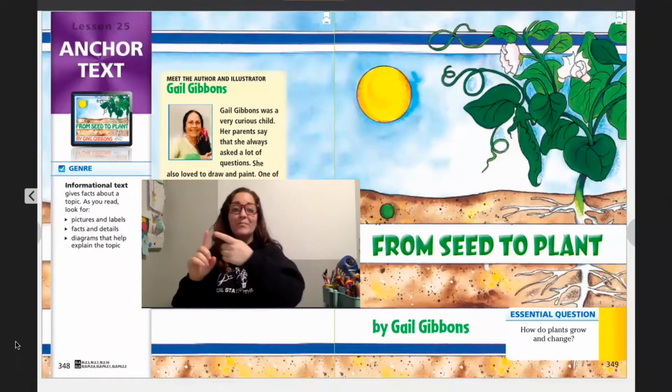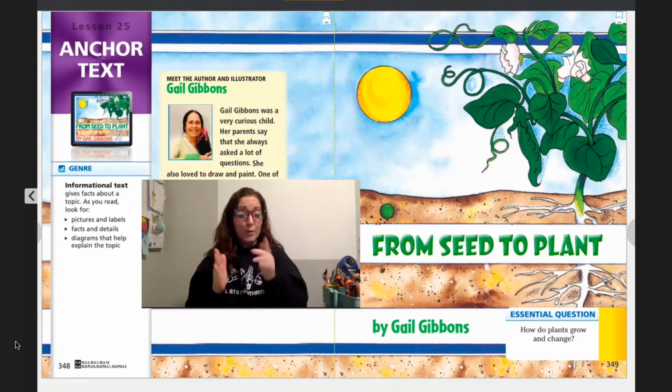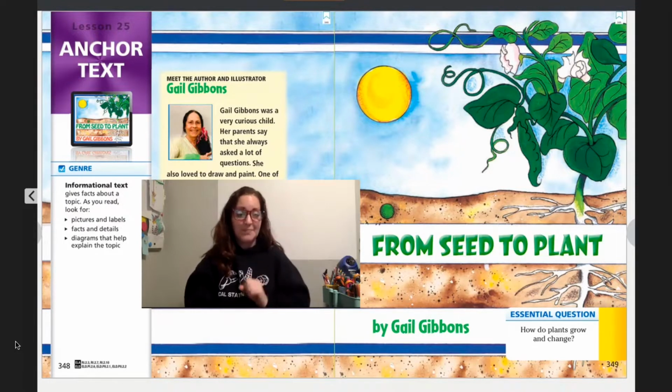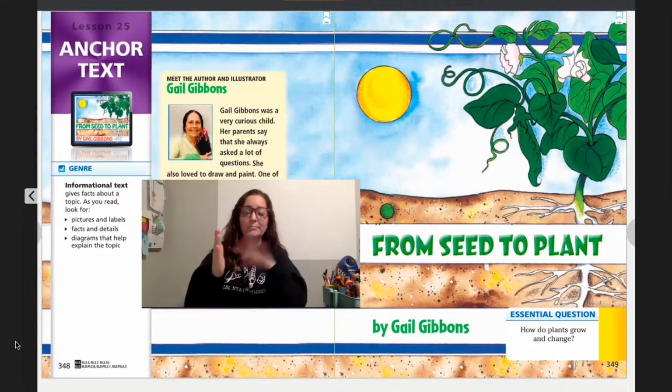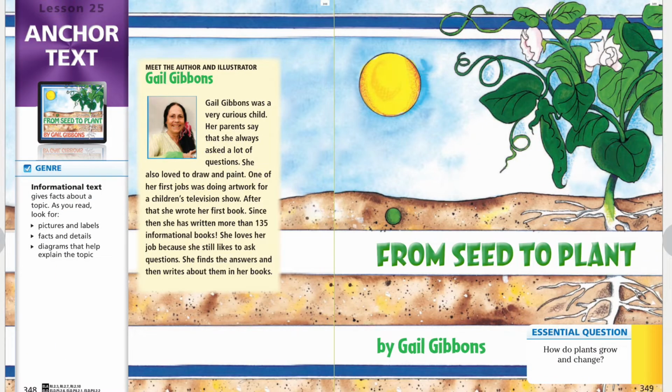Our story title is From Seed to Plant. The author and illustrator is Gail Gibbons. The story genre, meaning what kind of book we have, the story is informational text, which means it has pictures with labels. There's real things, facts, and information.